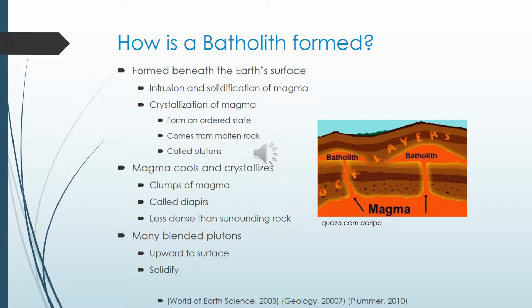Batholiths are formed beneath the Earth's surface by the intrusion and solidification of magma. Crystallization is the way by which minerals form an ordered state and comes from molten rock and are called plutons. The large clumps of magma work their way upward through the lower crust. They are formed when the magma cools and crystallizes beneath the Earth's surface. These clumps of magma are also known as diapirs and are less dense than surrounding rock that is pliable and are pushed aside as the magma rises. Formed of many blended plutons, the large clumps of magma work their way upward through the lower crust and collect below the surface where they solidify.